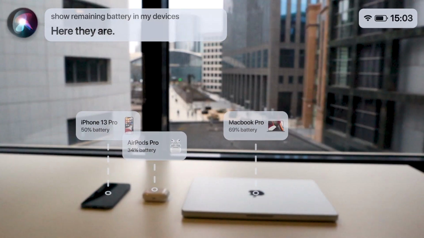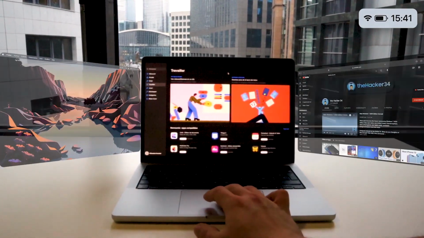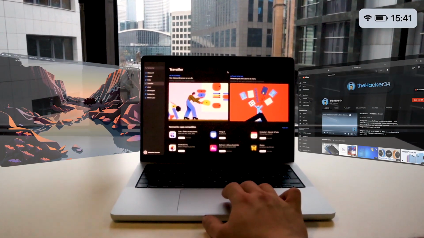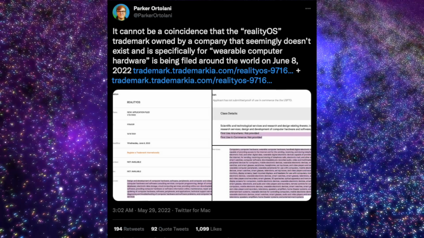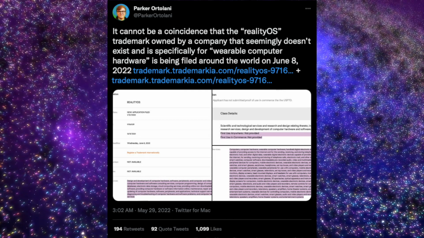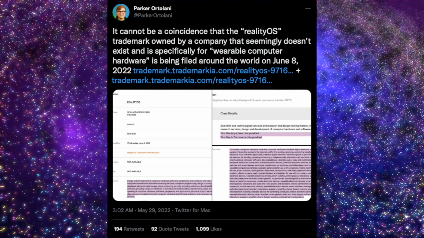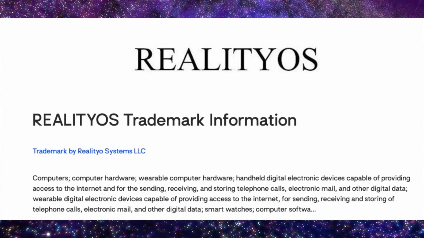And in Apple's code, references to a realityOS emulator have also been discovered. This is likely being used by developers to build and test Apple VR AR compatible software before having the actual hardware. A trademark application was made in December 2021 for realityOS, citing wearable computer hardware. It was made by an unknown business, possibly a shell company for Apple.